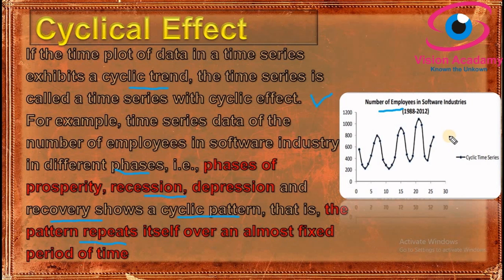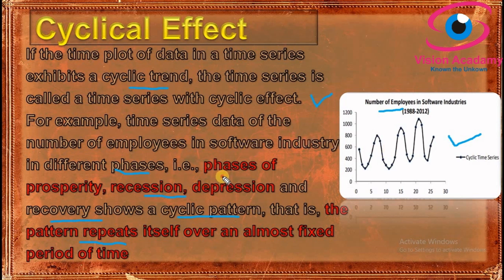So through this picture, it is very clear what the cyclical time series effect is, which is also known as recurrent effect, which is very simple. The pattern repeats itself over an almost fixed period of time. Maybe a fixed interval, maybe 5 years, 10 years or 20 years.